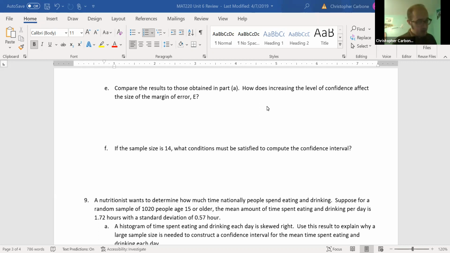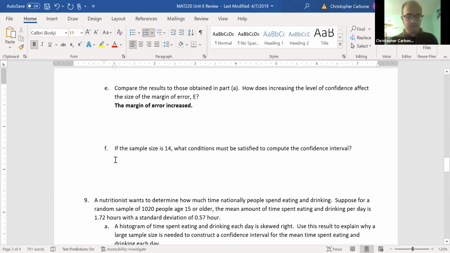This being to compare the results to those obtained in part A, right, where we saw that when we changed that level of confidence by increasing it, that would then expand our confidence interval. So by expanding the confidence interval, that means that margin of error increased. So the margin of error increased in our case.